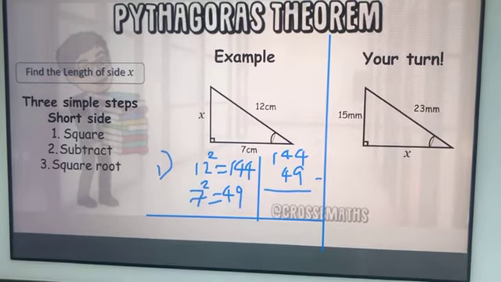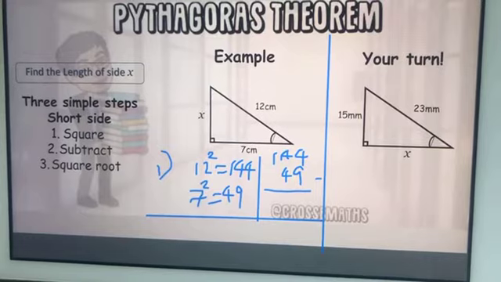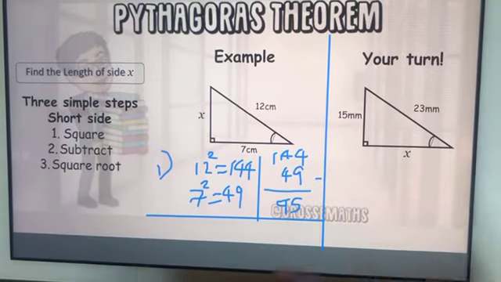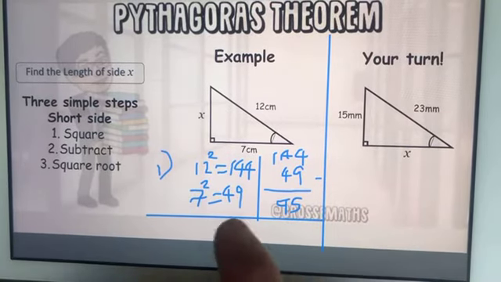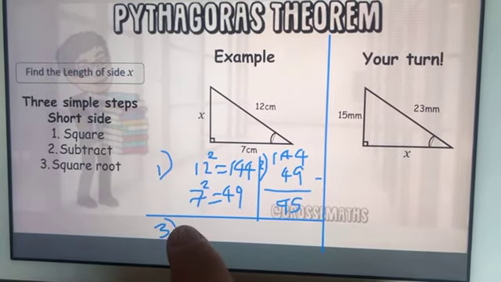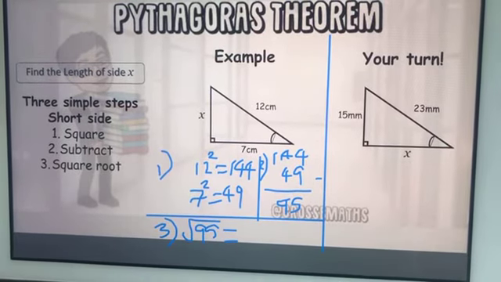We're going to take away with a short side. 144, take away that. If I do that on my calculator, it gives me 95. Okay, if I take them away, remember with short side you do take away. I even made that mistake a second ago. And then step 3, so that's step 2. And then step 3, you're going to square root that number. So I'm going to square root 95. Step 3 doesn't change.